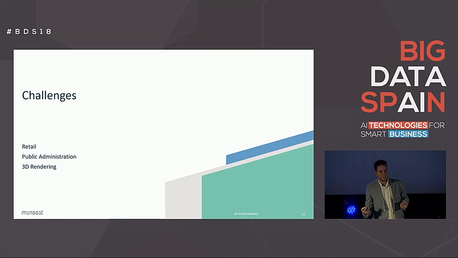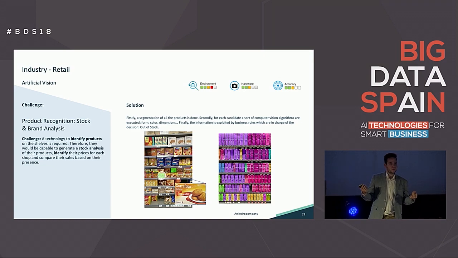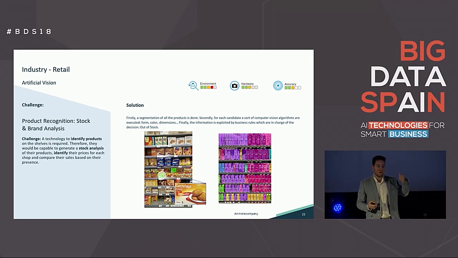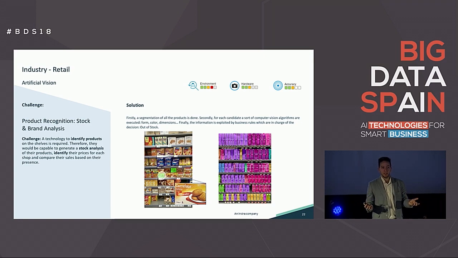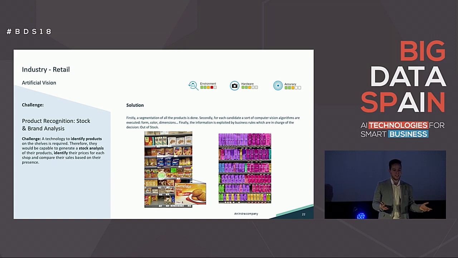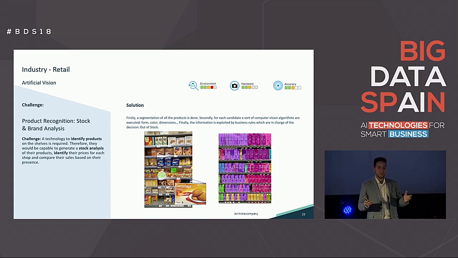But imagine the possibilities, in industry and in retail. Nowadays, we are capable of recognizing every single object on a shelf. And what's the problem here? The problem is that you cannot narrow the scenario as we did before. You need to keep a certain accuracy, but the environment is continuously changing. You cannot even control the hardware. So you need to ensure that the picture you take can be processed, so you can extract all the products.